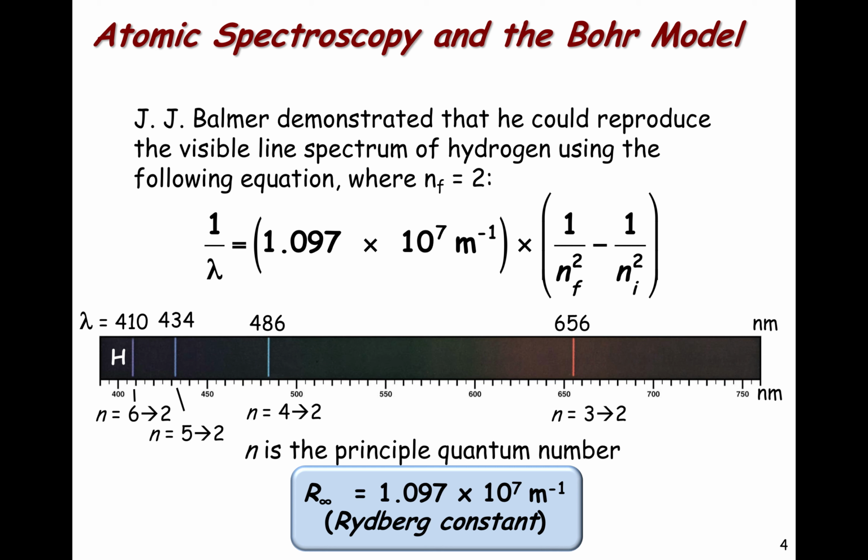It turns out that the n values were given subscripts. The f stands for the final situation, and the i stands for the initial situation. Balmer found that if he used the final integer value of 2 and the initial values where the n value is something higher than 2, 3, 4, 5, or 6, he was able to match the wavelength very closely to what was observed experimentally.